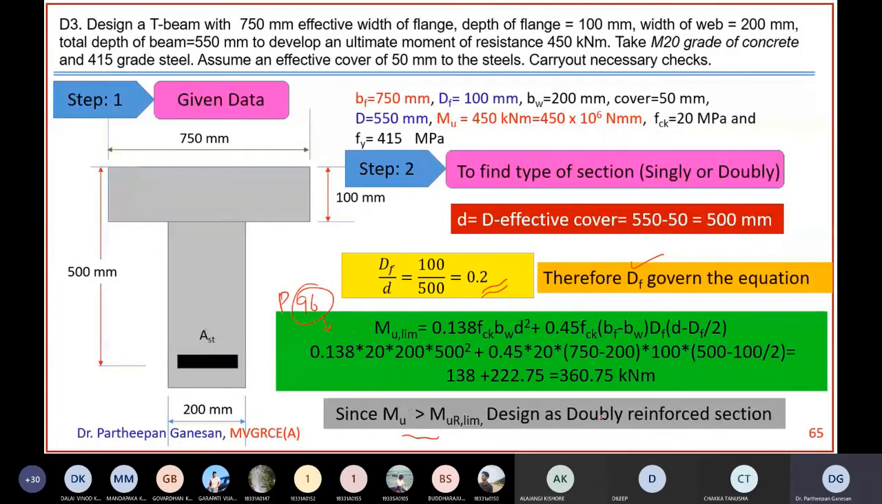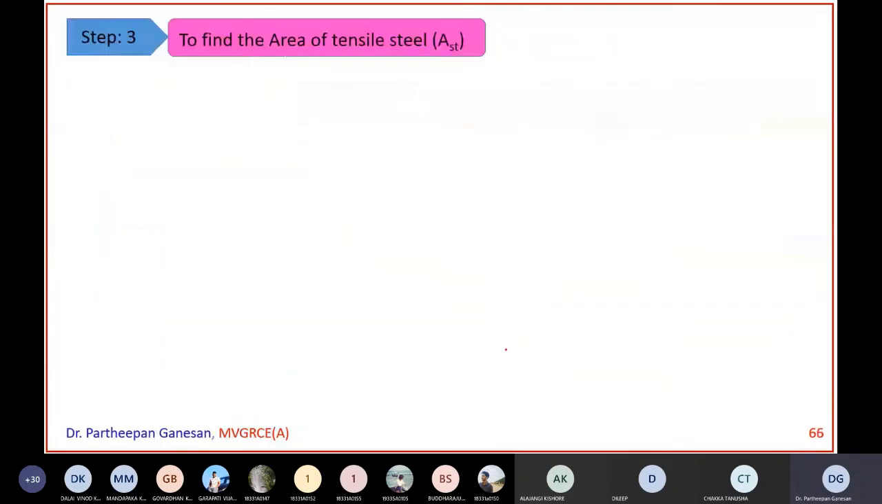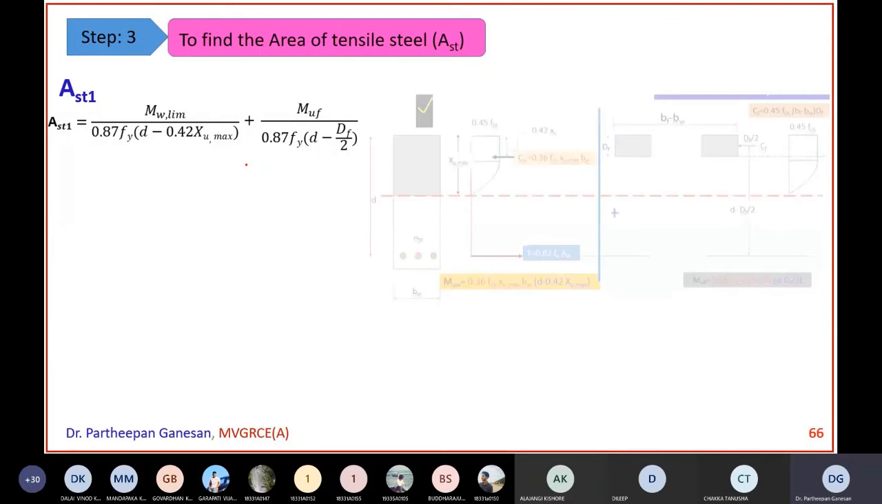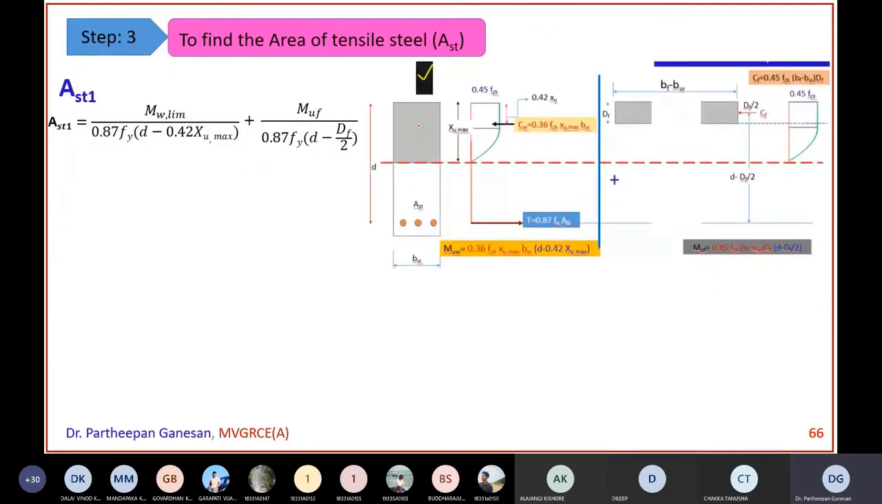Now it is a doubly reinforced beam. In a doubly reinforced beam, in the tensile steel there will be two parts, Ast1 and Ast2. So how do you find Ast1? Here you see, this is the web portion alone. This is the xu max. So the lever arm is d minus 0.42 xu max. If this is Ast limit or Ast1, the force is 0.87 fy Ast limit or Ast1.